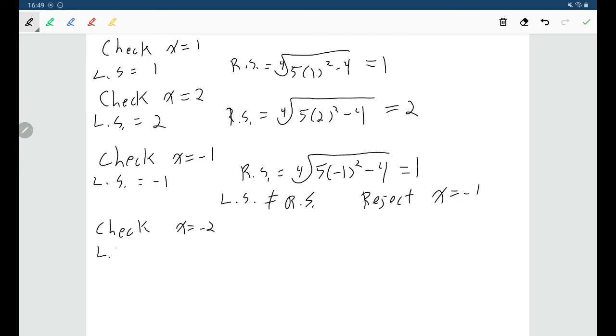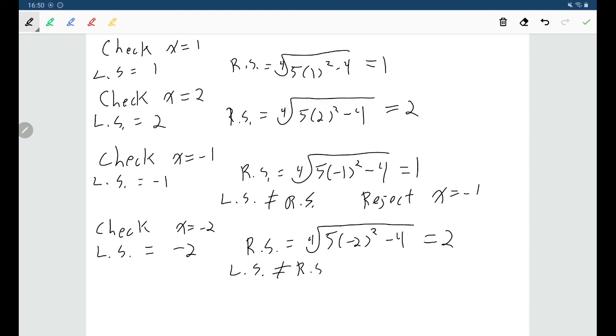If you were to put -2 into the left side, it would be -2. If we were to put -2 into the right side of the equation, you would have again the 4th root of 16, which is +2. So again, left side and right side would not be equal to each other. So we would reject x being -2. So we found 4 possible values for x, but only 2 of them are solutions for the original equation, and that's +1 and +2.